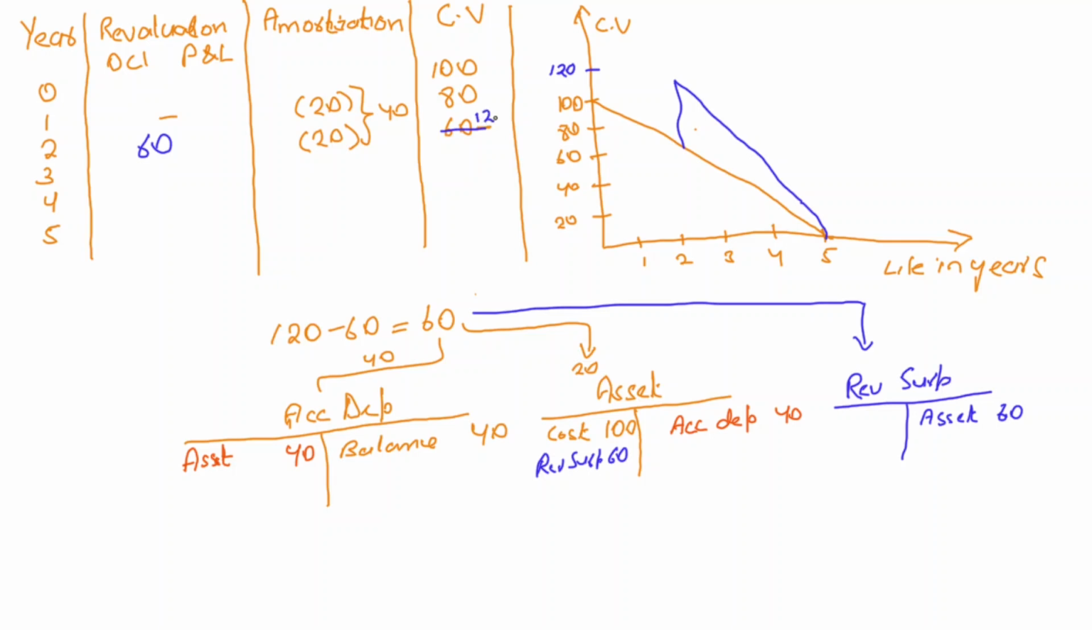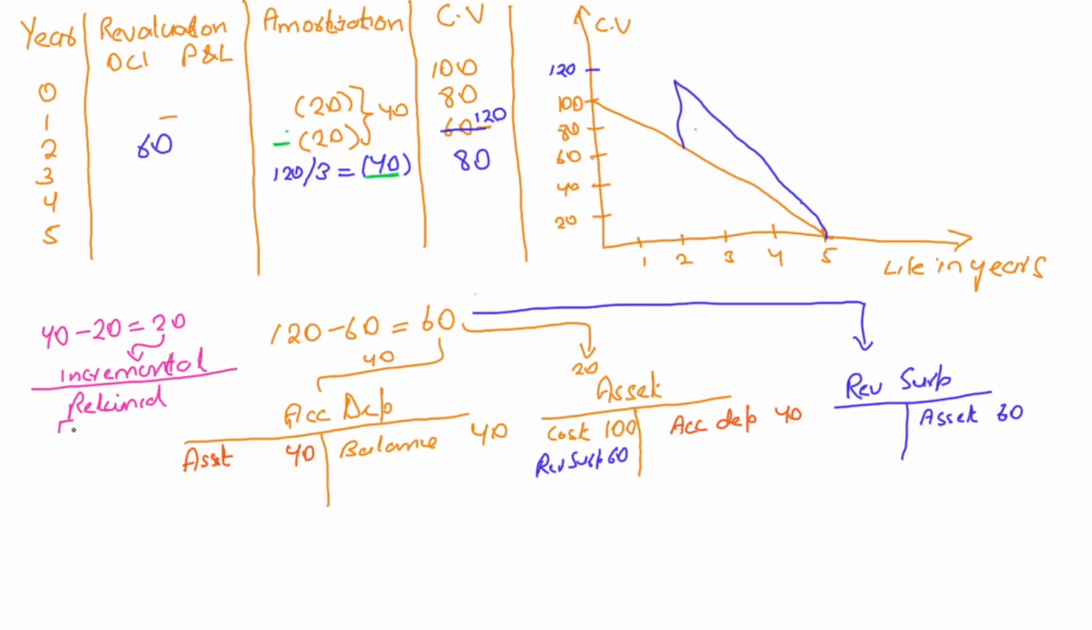Now that the asset has been revalued at the end of the second year to $120 and its remaining useful life is still 3 years, this means that we would have to amortize it by 120 over 3, which makes it $40 each year. So in the next year we would amortize it by $40. Now those $40 would be debited in the profit or loss account and credited in the accumulated depreciation account. But let me remind you that if the revaluation had not taken place, our amortization expense would have been only $20, which means the difference in this amortization, called incremental amortization, is due to the revaluation.